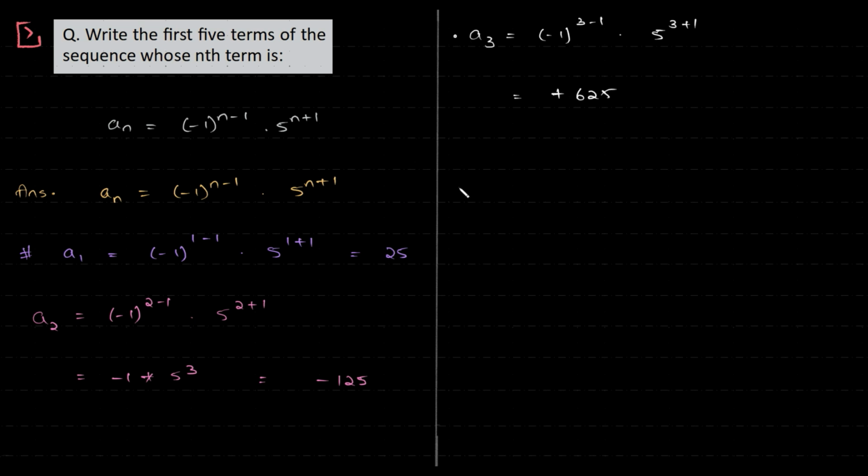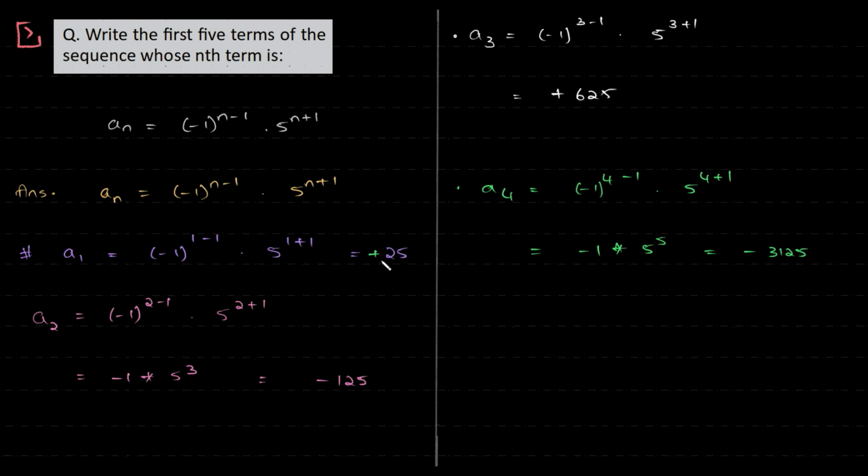Next we have a4, so this would be (-1) to the power of 4 minus 1 times 5 to the power of 4 plus 1. So this is clearly a negative 1 because it's minus 1 to the power of an odd number, times 5 to the power of 5. So that will be minus 3125. See, there's one thing that I would like you guys to observe.